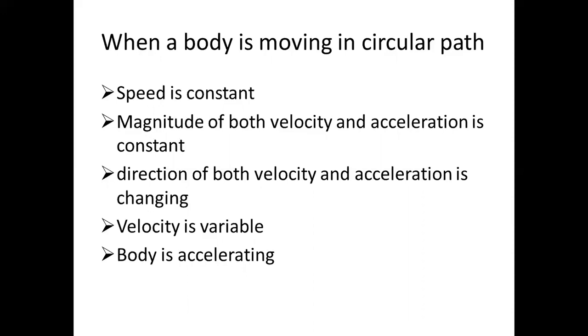And a body moving in circular path is said to be accelerating. So when a body is moving in circular path, its speed is constant, and the magnitude of velocity and acceleration is also constant, but the direction of both velocity and acceleration is continuously changing. So if the direction of the velocity is changing, it is non-uniform, it is variable, and the body is said to be accelerating when it is moving in circular paths.